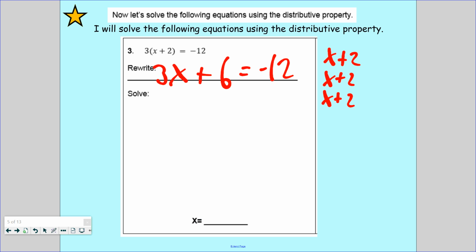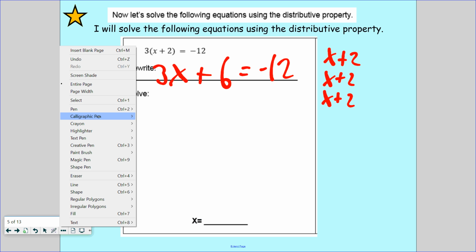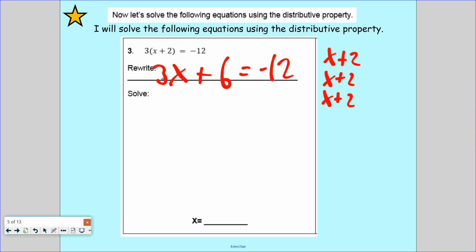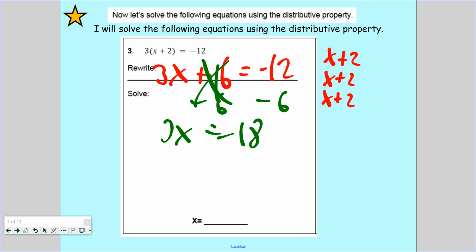Now let's solve this. I'm going to use a different pen color if you don't mind. How can I isolate x? What's the inverse operation of plus 6? Minus 6, minus 6. This cancels out. 3x equals, and what is negative 12 minus 6? Negative 18. I have 18 negatives, and I need to divide them among the three x's. This cancels. x equals negative 6.